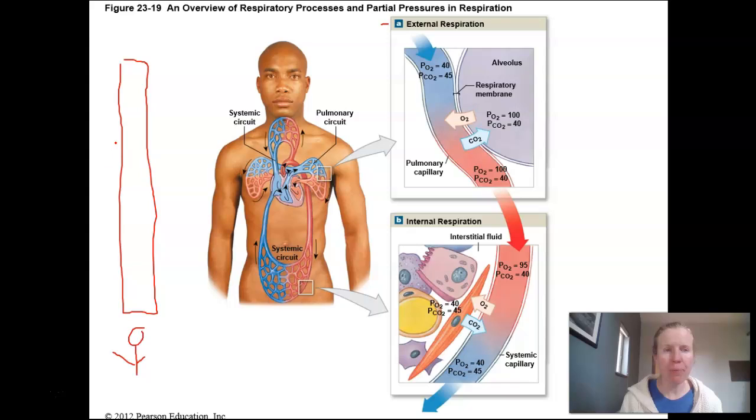It turns out that about 79% of this column of gas is actually nitrogen. So 79% nitrogen, and then about 21% oxygen. And if you're doing math, you're going, well, that makes 100%. 21% oxygen.